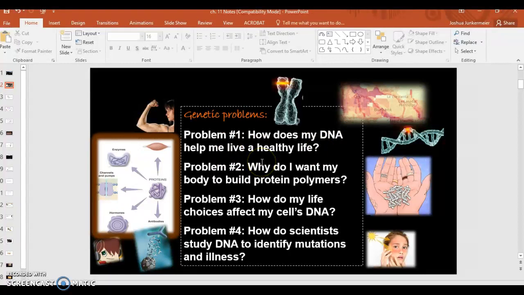Problem number 2, why it's so important is, why do you want your body to build proteins? Now, they're very important, but why? We're going to spend a lot of time looking at different proteins that do good things for your body. For example, proteins that DNA makes could be antibodies, the things in your body that help attack the flu virus and try to get it out of your body, remove it.